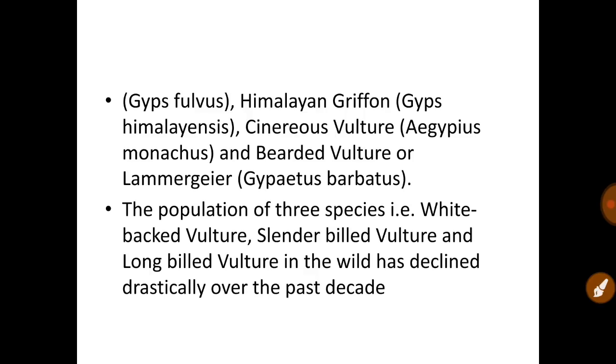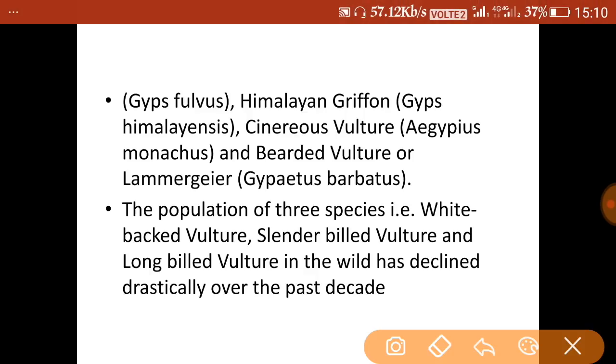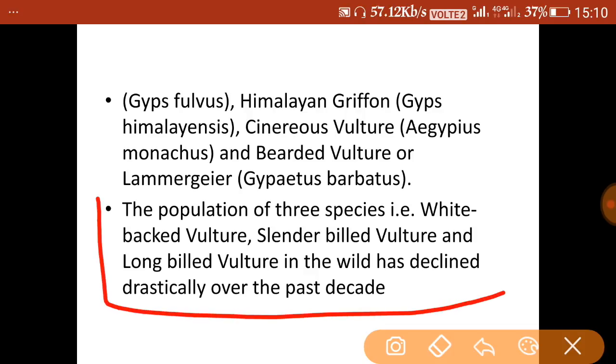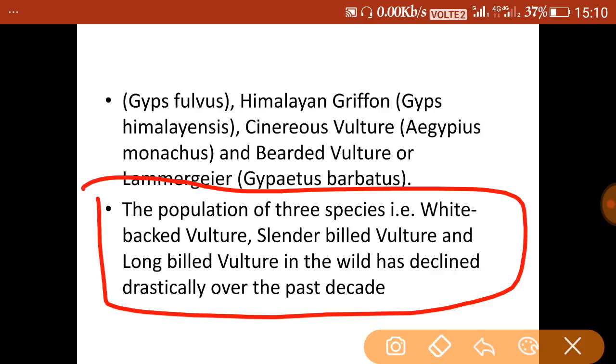India has 9 species of vultures. These are white-backed, long-billed, red-headed. We have different names. You can see Gyps bengalensis, Gyps tenuirostris. Then Himalayan griffon.